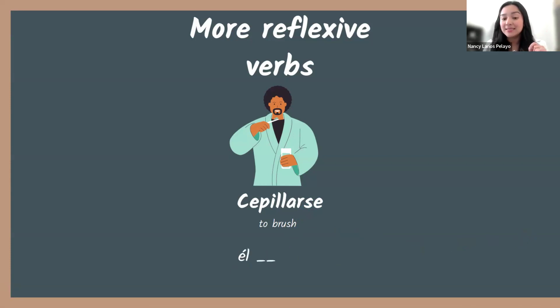Él se cepilla. Oh, I didn't do this one. Él se cepilla. Nosotros, reflexive pronoun is nos, cepillamos. Ellos, a group of people. Ellos, reflexive pronoun, se cepillan.